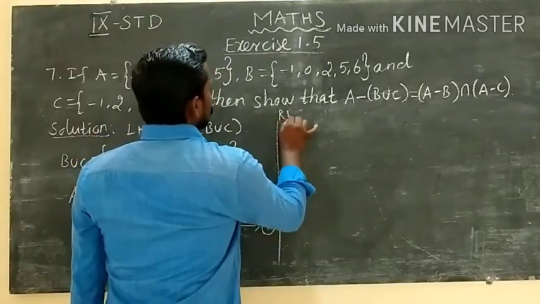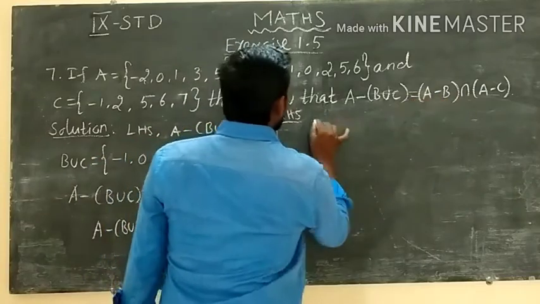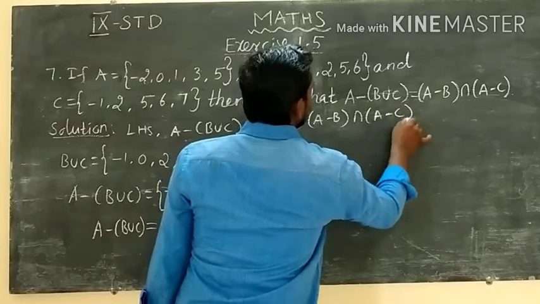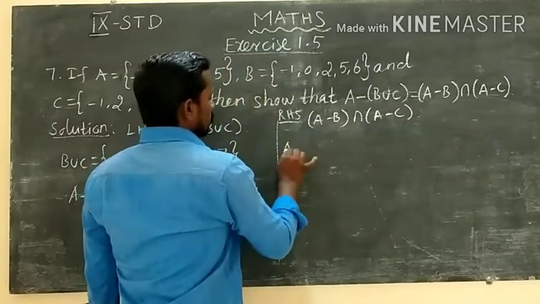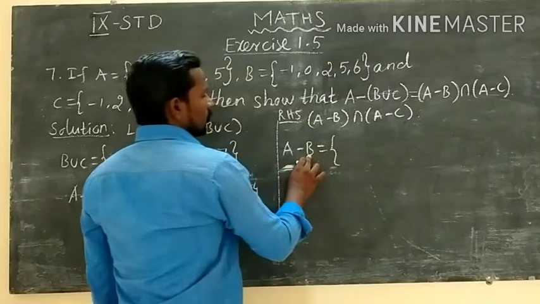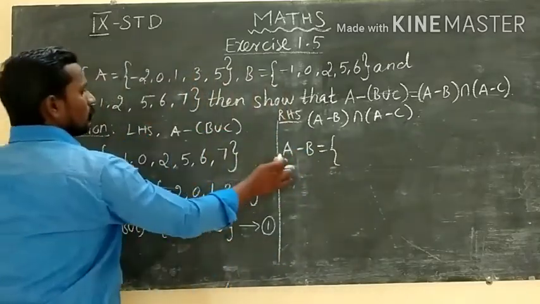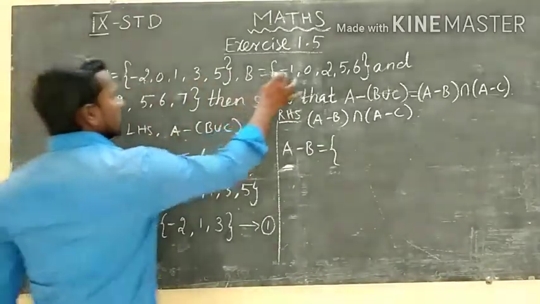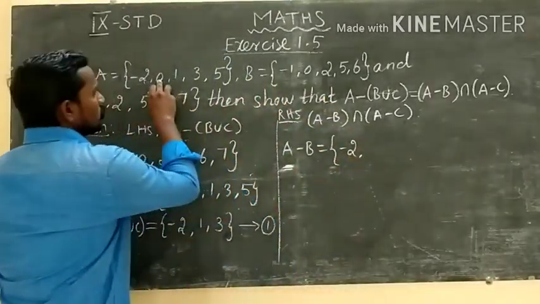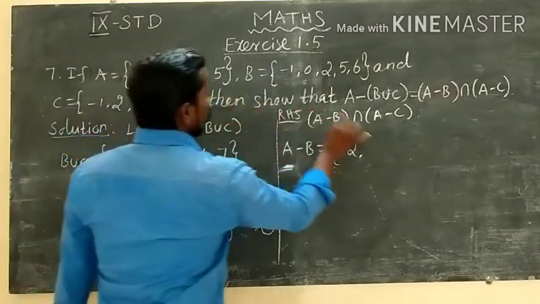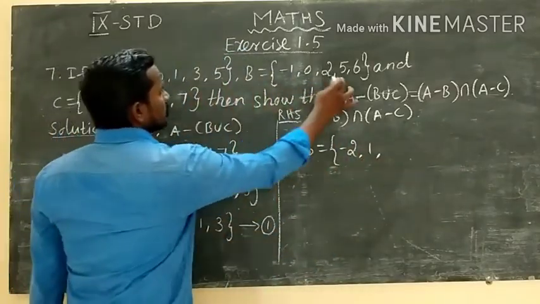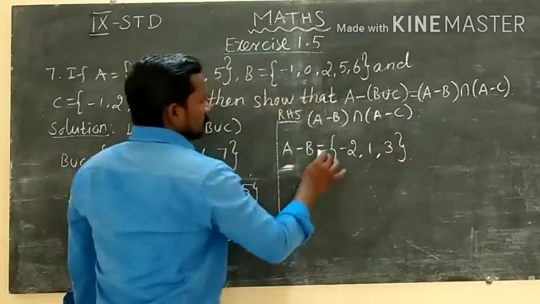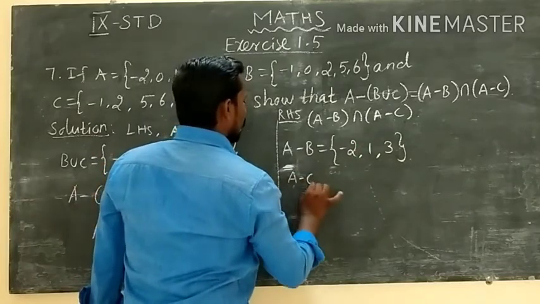Then the RHS: (A − B) ∩ (A − C). A − B means omitting B from A, so only write the remaining elements of A. Consider A and B: -2 is not there, so -2 remains; 0 is omitted; 1 does not appear in B; 3 is not here; 5 is omitted. That's all.